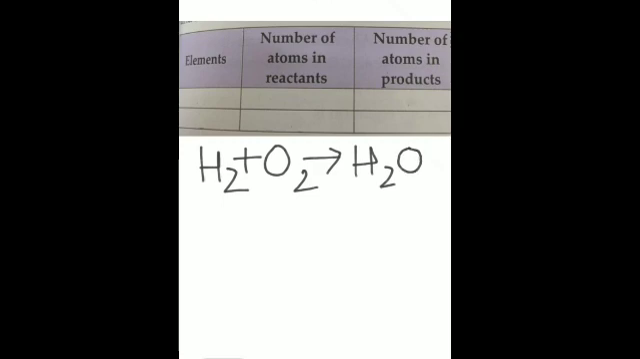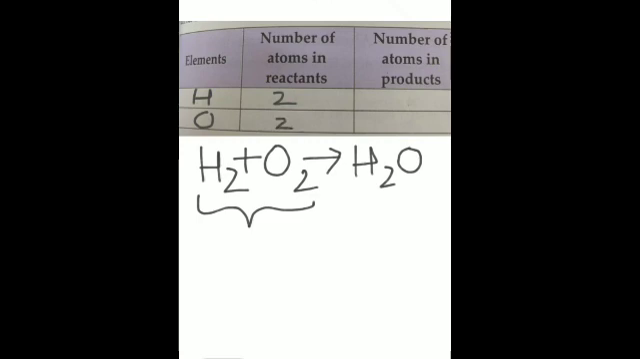Is it clear? Now which elements are participating in the reaction? How many elements are involved in the reaction? First of all, name the elements. It is hydrogen and oxygen. Is it clear? Number of atoms in reactants, that is this side, this is the reactant side. You check the number of atoms in the reactant, it is 2 of hydrogen and 2 of oxygen.